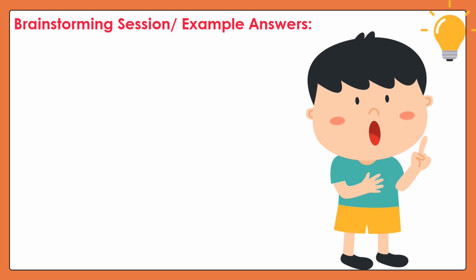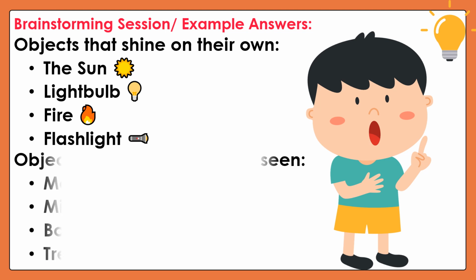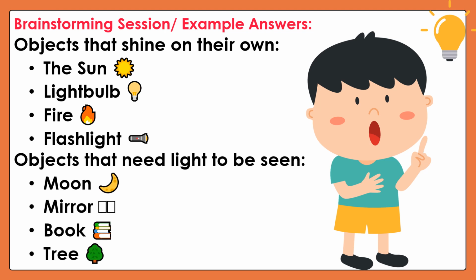Here are the example answers. Objects that shine on their own: the sun, light bulb, fire, and flashlight. Objects that need light to be seen: moon, mirror, book, tree. How about yours? Feel free to share your answer to your classmates.